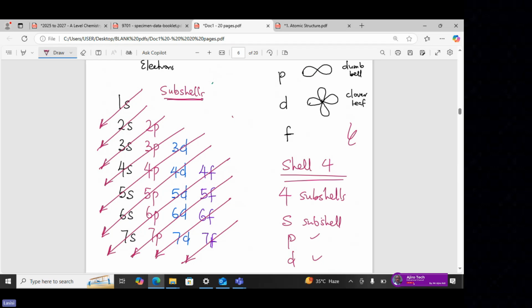2s, 2p, 3s, 3p, 4s, 3d, 4p, 5s, 4d, 5p, 6s, 4f, 5d, 6p, 7s, 5f, 6d, 7p, 6f, 7d, and then finally, 7f.